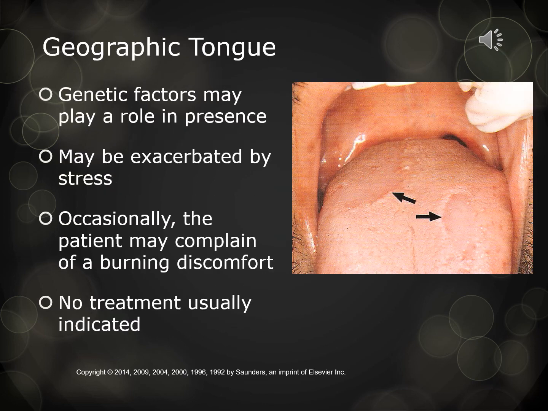This is another picture of a geographic tongue. It is less red or erythematous compared to the last picture. I would say it's more pallor. We know that geographic tongues have a genetic factor in it. Also, stress plays a role in it.